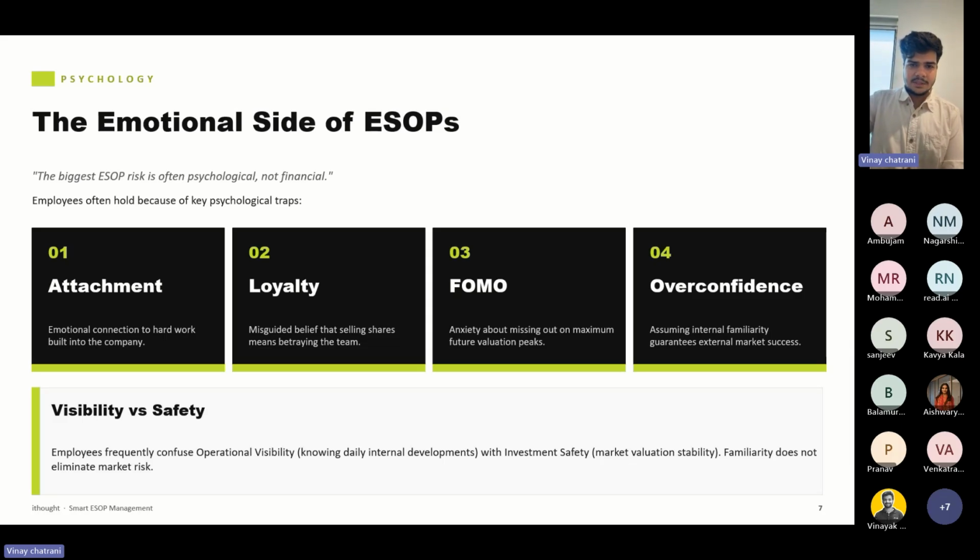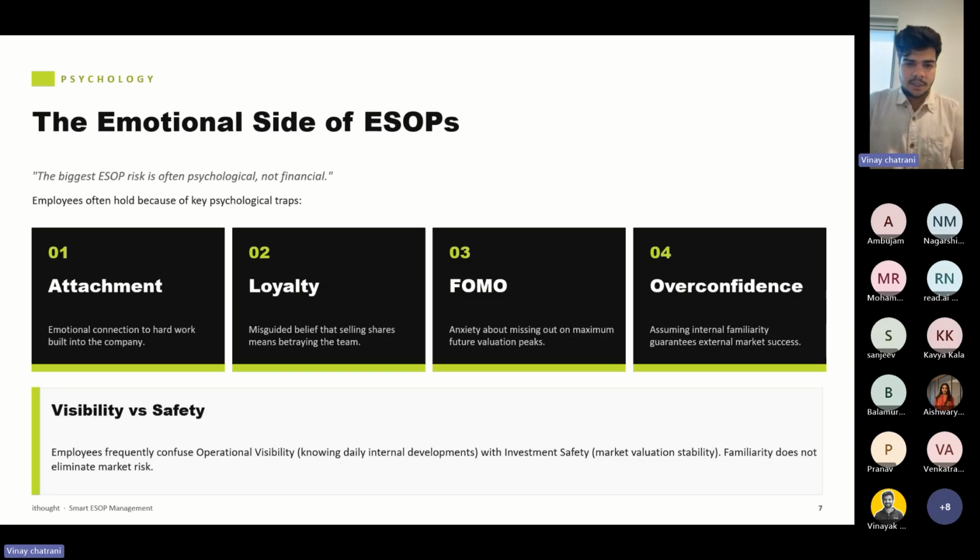Next was overconfidence. Since he already saw all the numbers in the company, he was very confident that the company is going to perform. The company can perform, but that is a bias he is having. Market conditions can determine how and when it performs. So we need to be very careful about how we risk ourselves for a particular stock. So he had visibility, but he didn't choose safety. That is the bottom part of it.